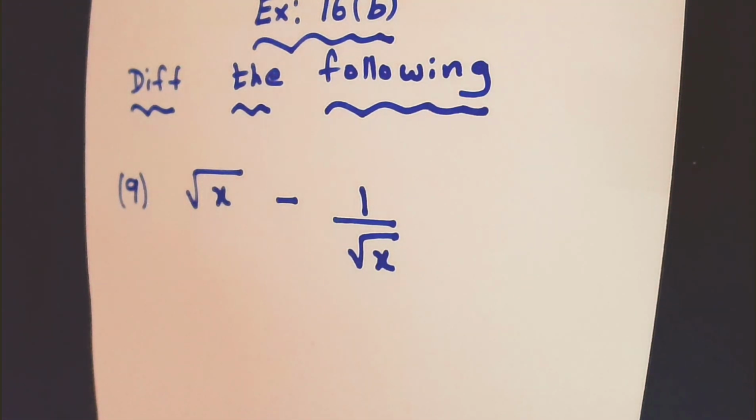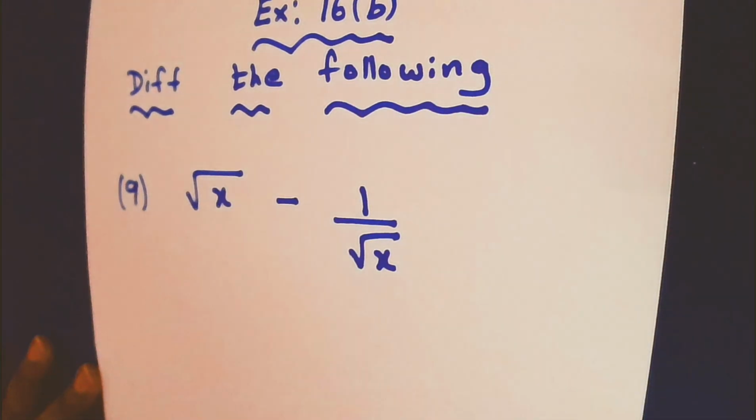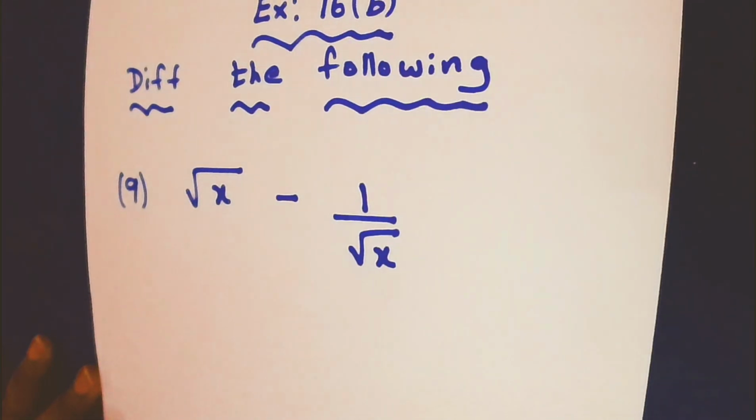Today we'll be solving the problem from your textbook. I request all of you to take page number 1612, exercise 16b. You can copy problem number 9. The question is: differentiate the following functions. All right, this is the given question.